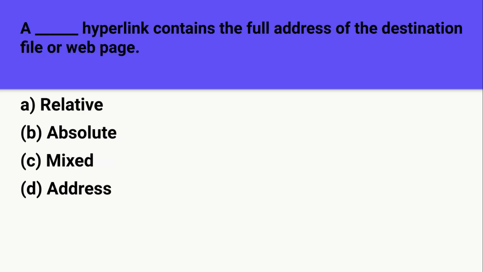A dash hyperlink contains the full address of the destination file or web page. The answer is absolute. This is important question. An absolute hyperlink contains the full address of the destination file or web page.